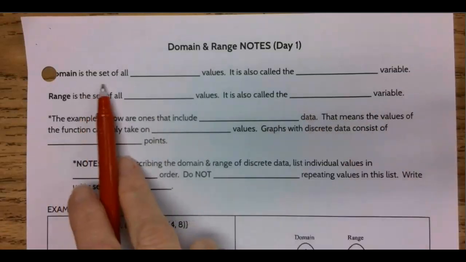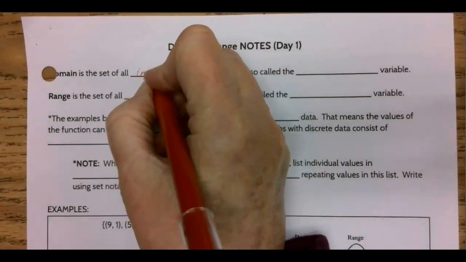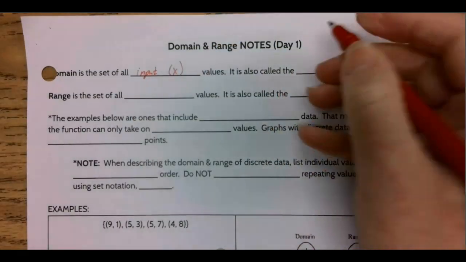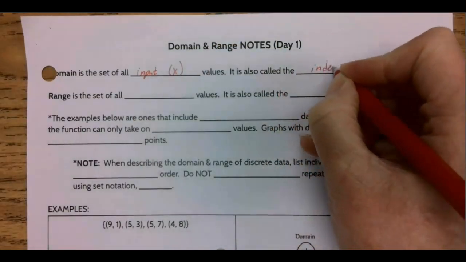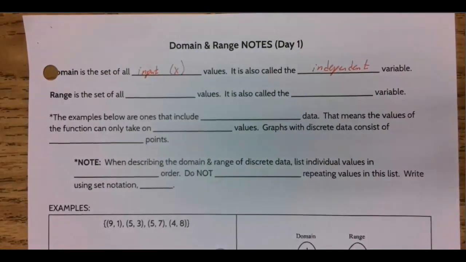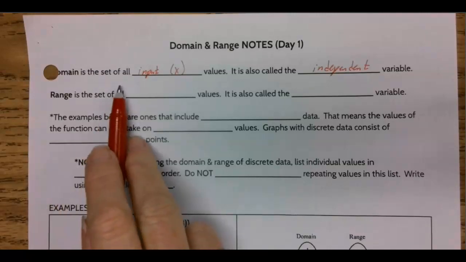Okay? So domain is a set of all input. It is the x value. It is also called the independent variable. And independent variables and dependent variables are the same as we were talking about them in science. So there is a correlation, there is a connection. They mean the same thing, both in science and in math. So it's important that we pay attention to that and we use it correctly in both places. So the domain is the input.